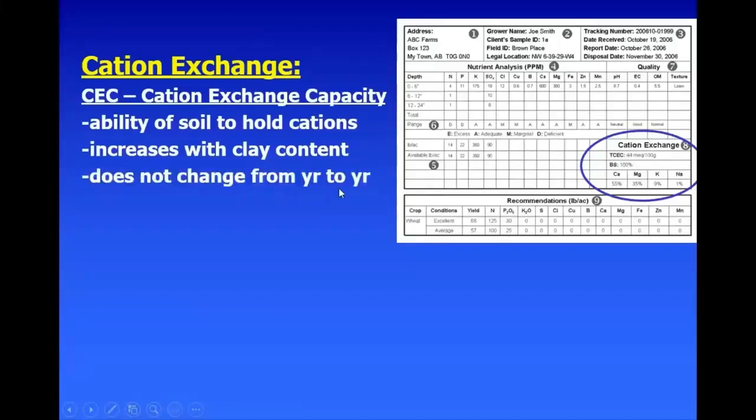And this determination does not change from year to year. If you're checking cation exchange capacity of your soil every year, year after year in the same spot, it's going to be the same year after year. So it's really a waste of money to determine it every year.